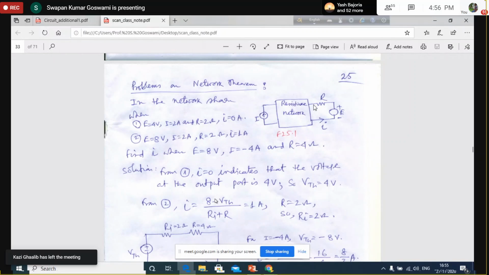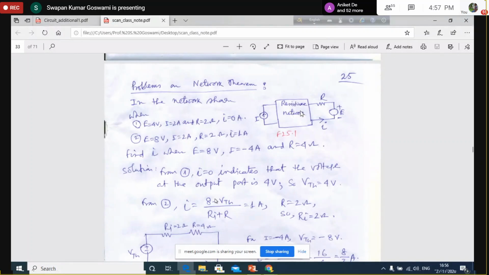So the Thevenin voltage to the left of these terminals is equal to 4 volt. From the first condition, we can obtain the Thevenin voltage of the network left of this resistance R. Now, to represent this, we have to determine the Thevenin impedance as well. Then only we can find the current flowing through this external circuit when E is made equal to 8 volt and the current source value is made equal to 4 ampere.